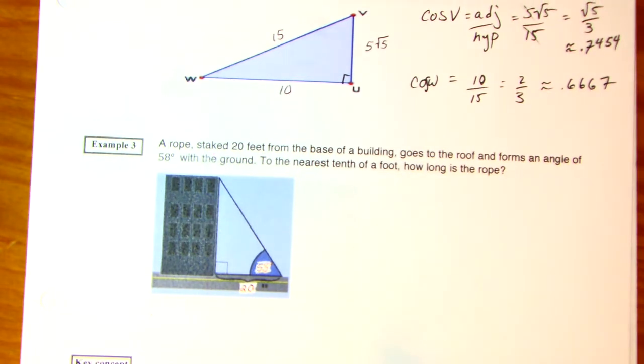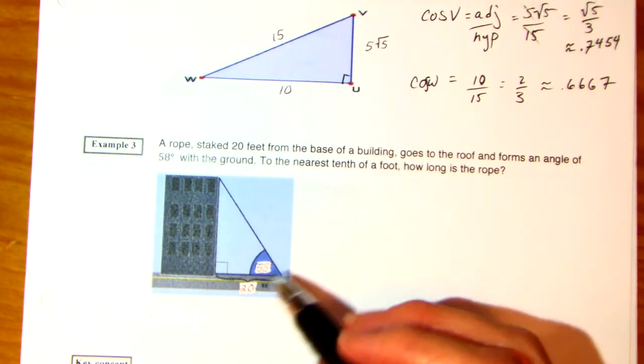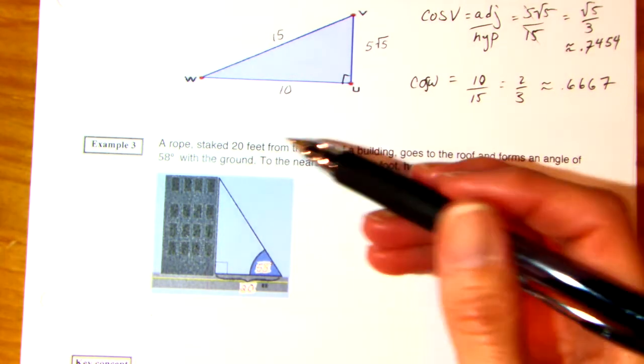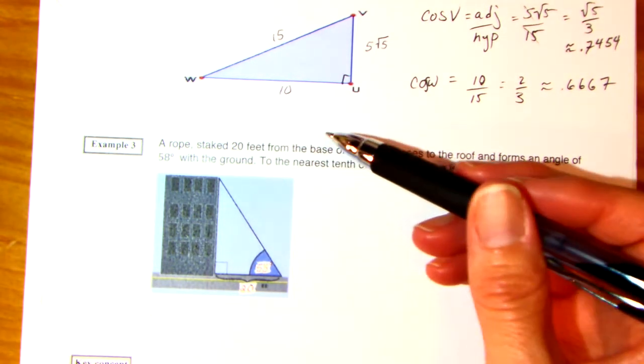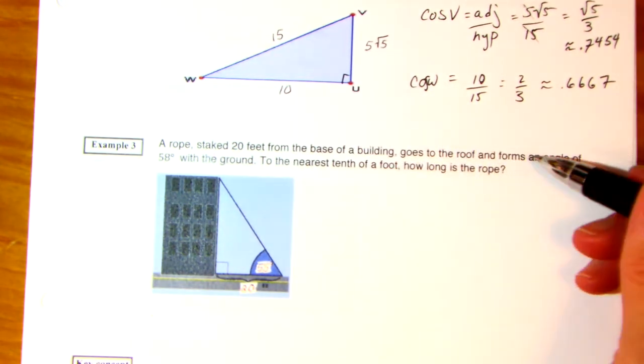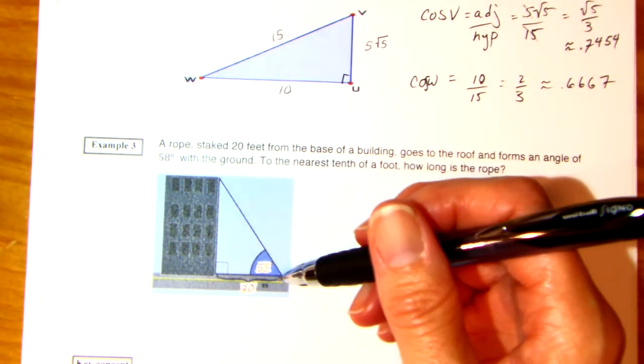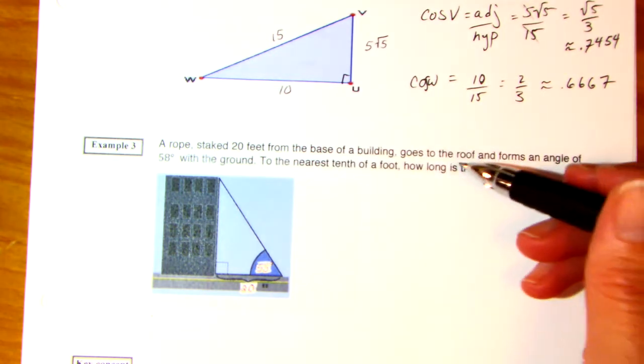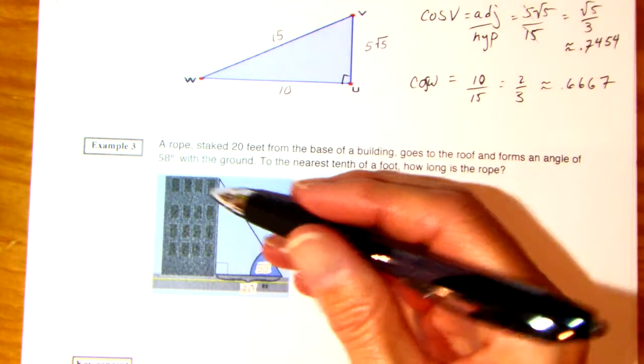Now, I did white this out and put numbers in there, because I didn't like the original problem it came in. A rope staked 20 feet from the base of a building goes to the roof and forms an angle of elevation of 58 degrees with the ground. To the nearest foot, how long is the rope? That's a long honking rope.